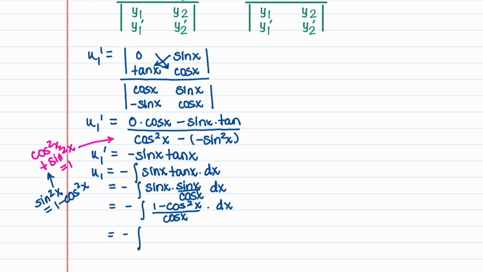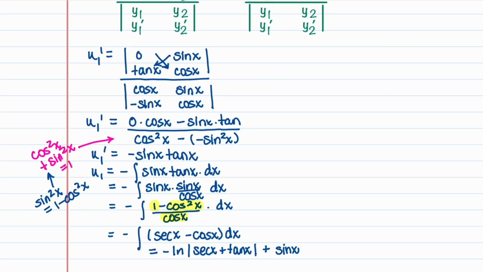We can split this up. 1 over cosine is secant x, and then cosine squared over cosine is cosine. So we have minus cosine x dx. And that gives us the answer: minus the integral of secant, which is the natural log absolute value secant x plus tangent x, minus a negative, so we have a plus the integral of cosine, which is sine x.